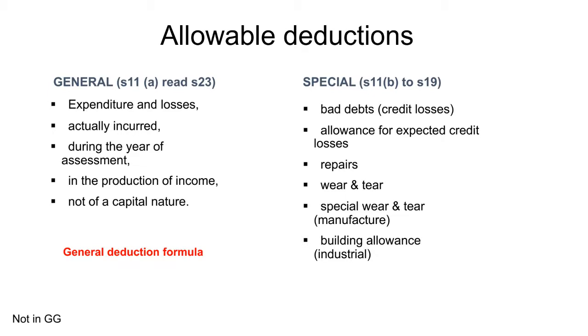Does everybody understand the difference between the bad debts and the allowance for bad debts? Just give me a thumbs up in the chat if you understand the difference. It can be something that maybe is a little bit confusing sometimes, because both of them have the word credit losses, or both of them have the word bad debts in them.